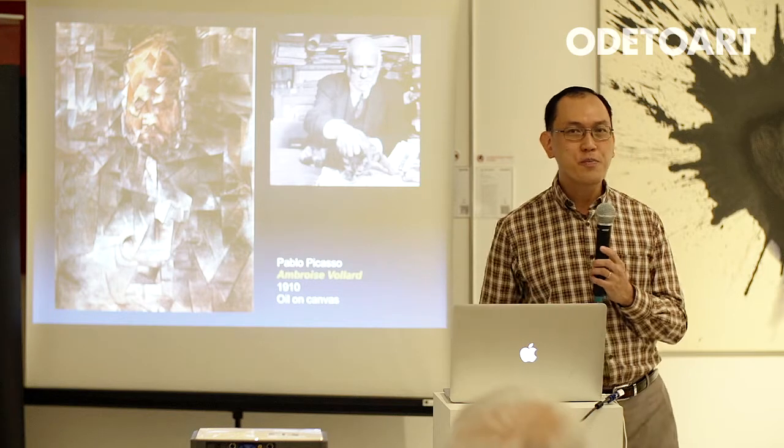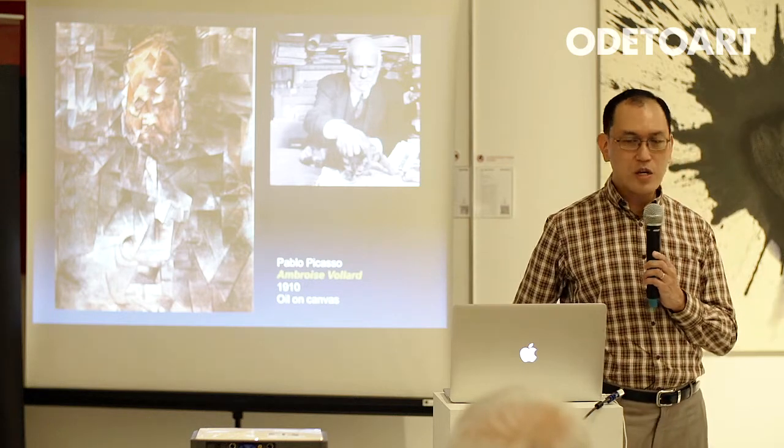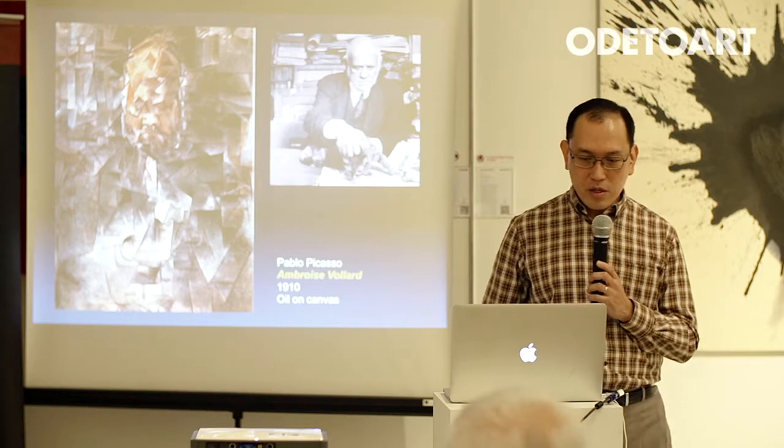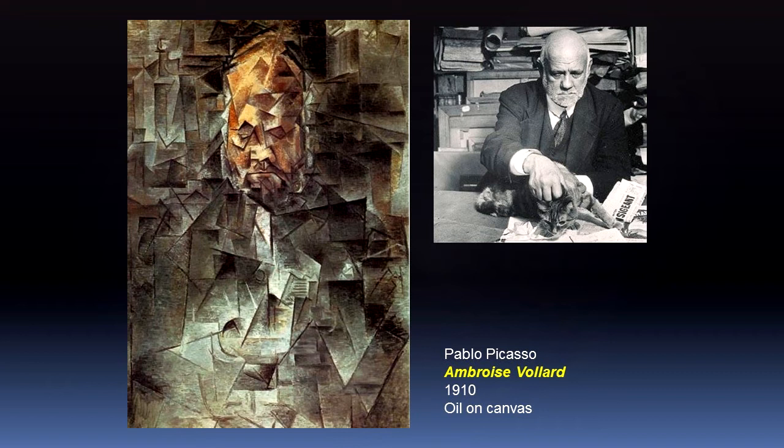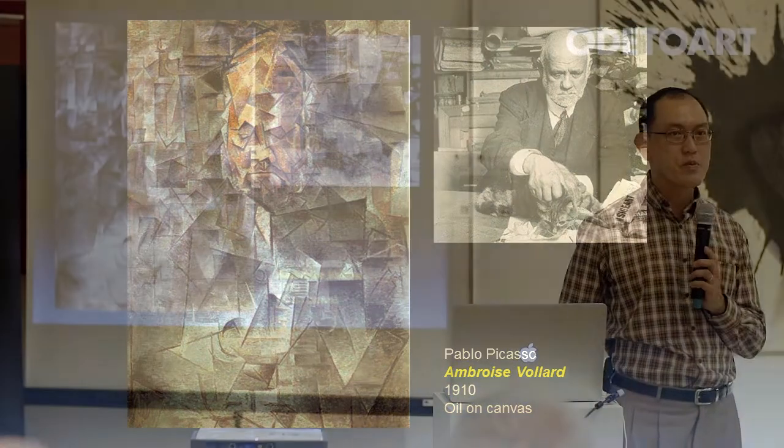Likewise with Picasso, this work. He did a painting of Ambroise Vollard. Now, Vollard was a very important person in early modern art. He was an art dealer, and he was the one who promoted the works of people like Paul Cézanne and also Picasso.